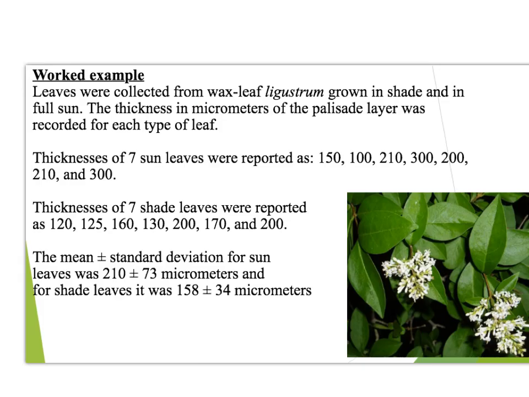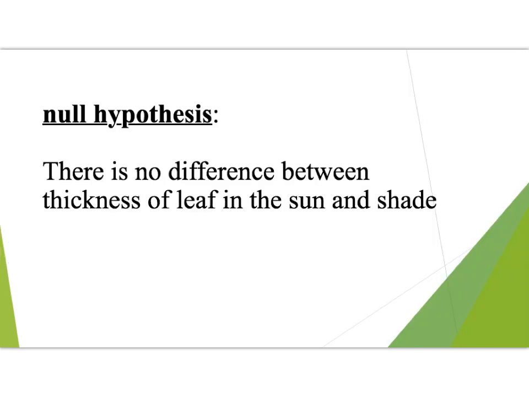In this example, we've got leaves taken from one species of plant, and some are grown in the sun and some are grown in the shade. They measure the thickness of the leaves in micrometers. We've got a mean for the ones in the sun of 210 and a standard deviation of 73, and for those grown in the shade, 158 micrometers and a standard deviation of 34. So our null hypothesis: there's no difference in the thickness between the leaves grown in the sun and the shade.